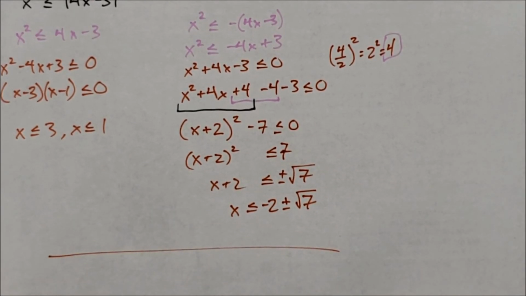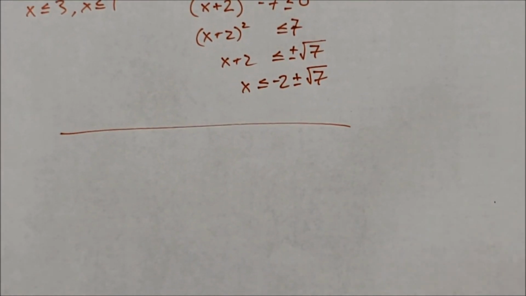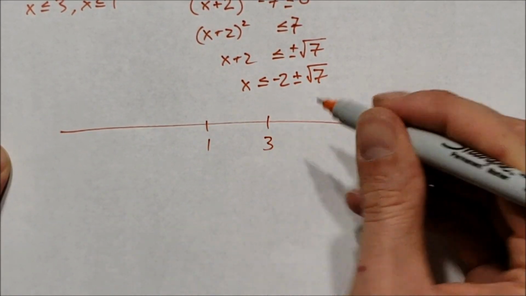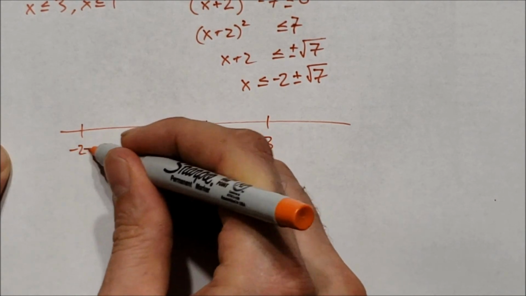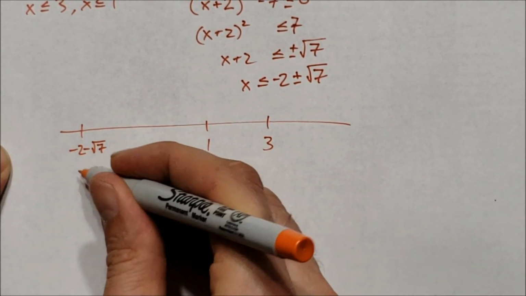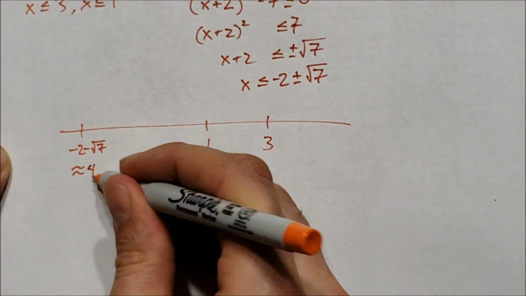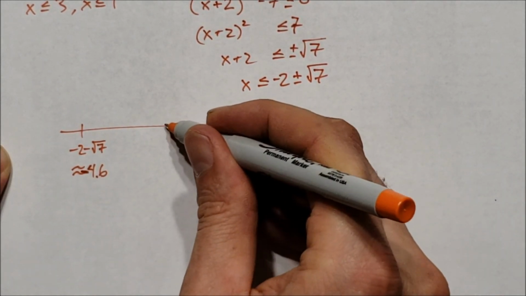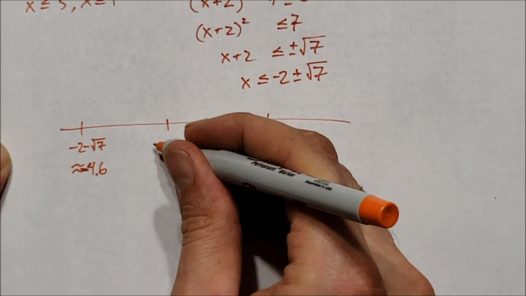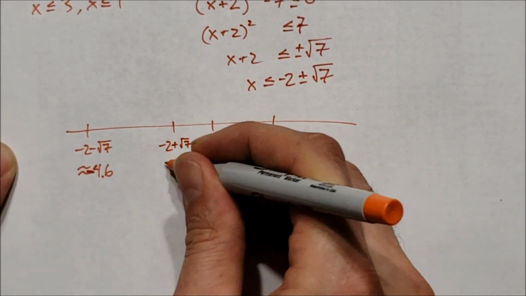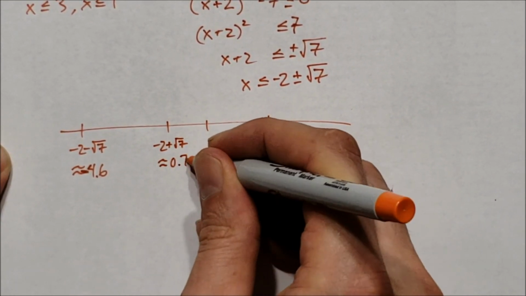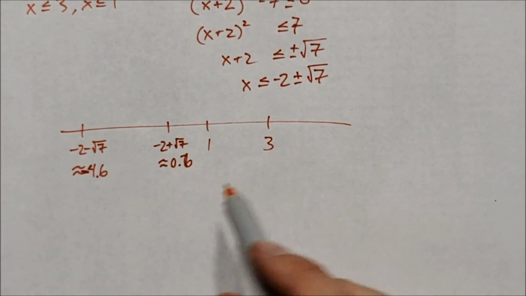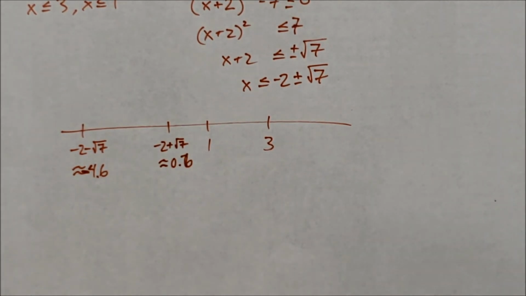Let's make a number line. We have 1, we have 3, negative 2 minus the square root of 7, that's approximately negative 4.6. And we have negative 2 plus the square root of 7, which is approximately 0.6. I'm not concerned about the spacing as long as we have the order correct.